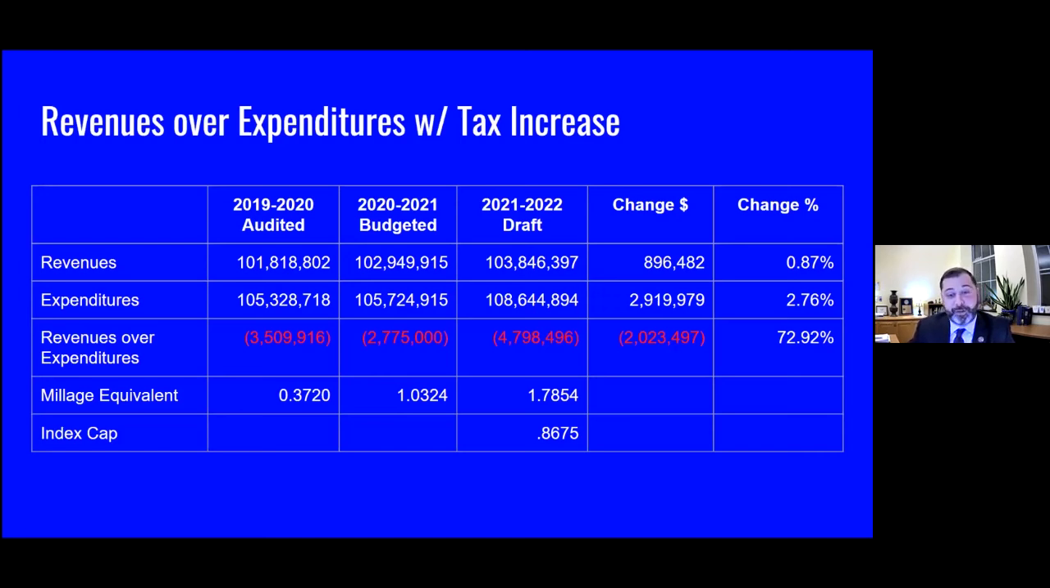Equated to mills, that is 1.7854 mills. Now, it's actually impossible for the board to vote for a tax increase over 0.8675 mills. So we are looking for essentially $4.8 million, either in additional revenue or a reduction in expenditures.